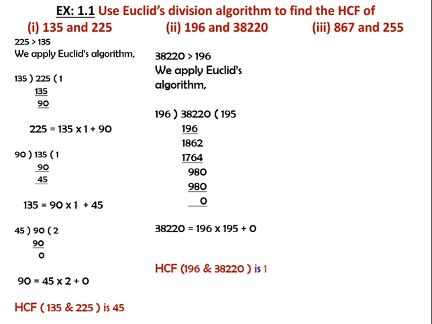38220 is 196. Okay, where the remainder is 0, its divisor is 196. So that is the answer. Third subdivision, 867 and 255. 867 is greater than 255. We apply Euclid's algorithm. A is greater than B. So dividend is 867 and divisor is 255. 255 into 3 times are 765. Balance 102.